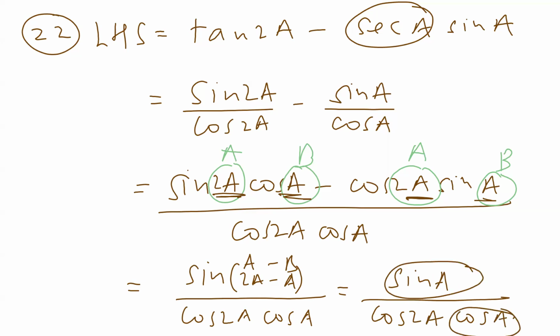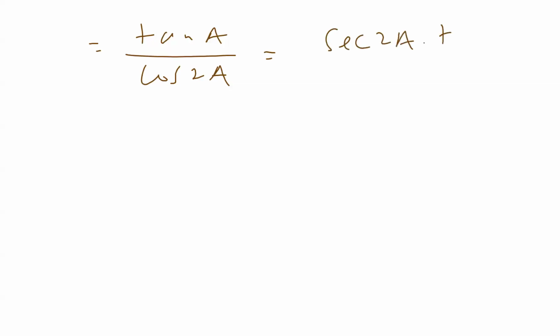Now sin A upon cos A is equal to tan A upon cos 2A. Send a cos term up, it will be sec 2A into tan A, which is equal to your RHS. You can take a look at the RHS. Fine.